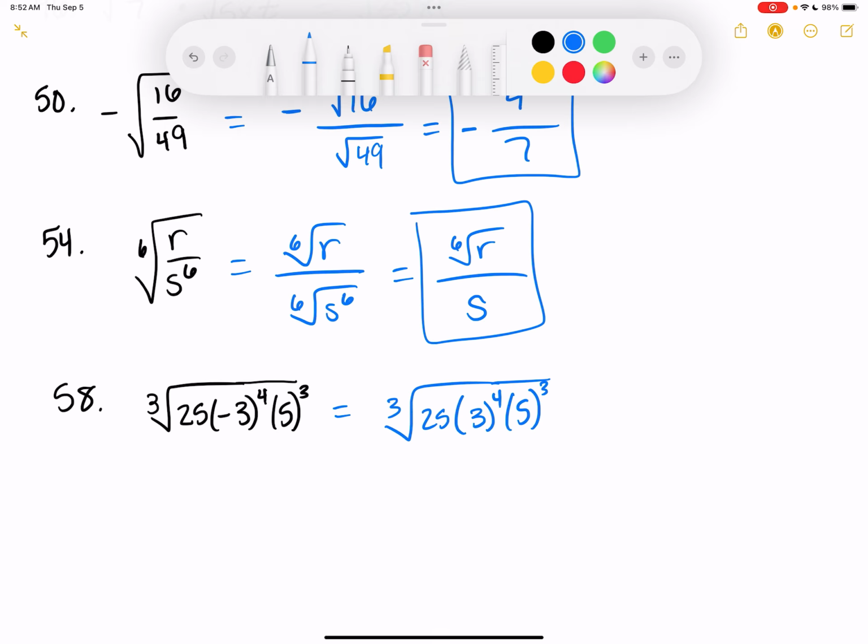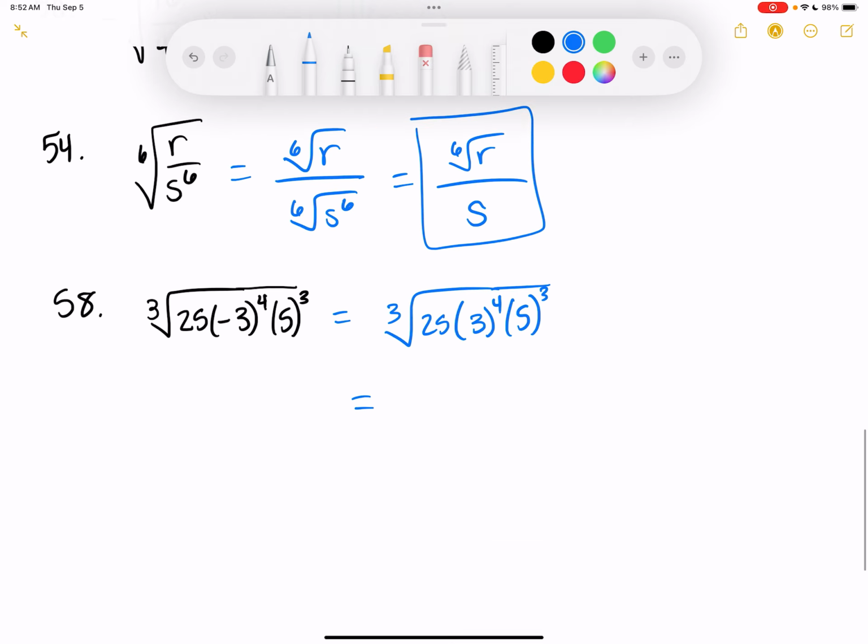So cube root means I pull things out in groups of 3. Based on that, what can I pull out of here? And there can be stuff left over inside. Like, you don't have to. I can take out a 5 cubed. What else?